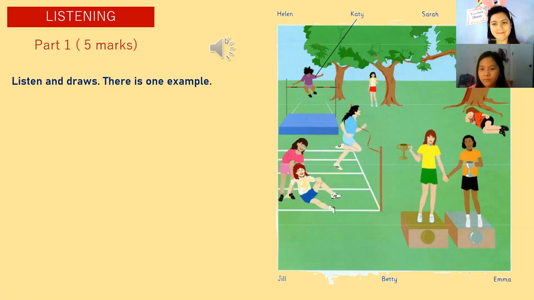Part one. Listen and look. There is one example. Is that Katie there, near the tree? Yes, it is. Look, she's jumping very high. Yes, she's very good at jumping. Can you see the line? This is an example. Now you listen and draw lines.